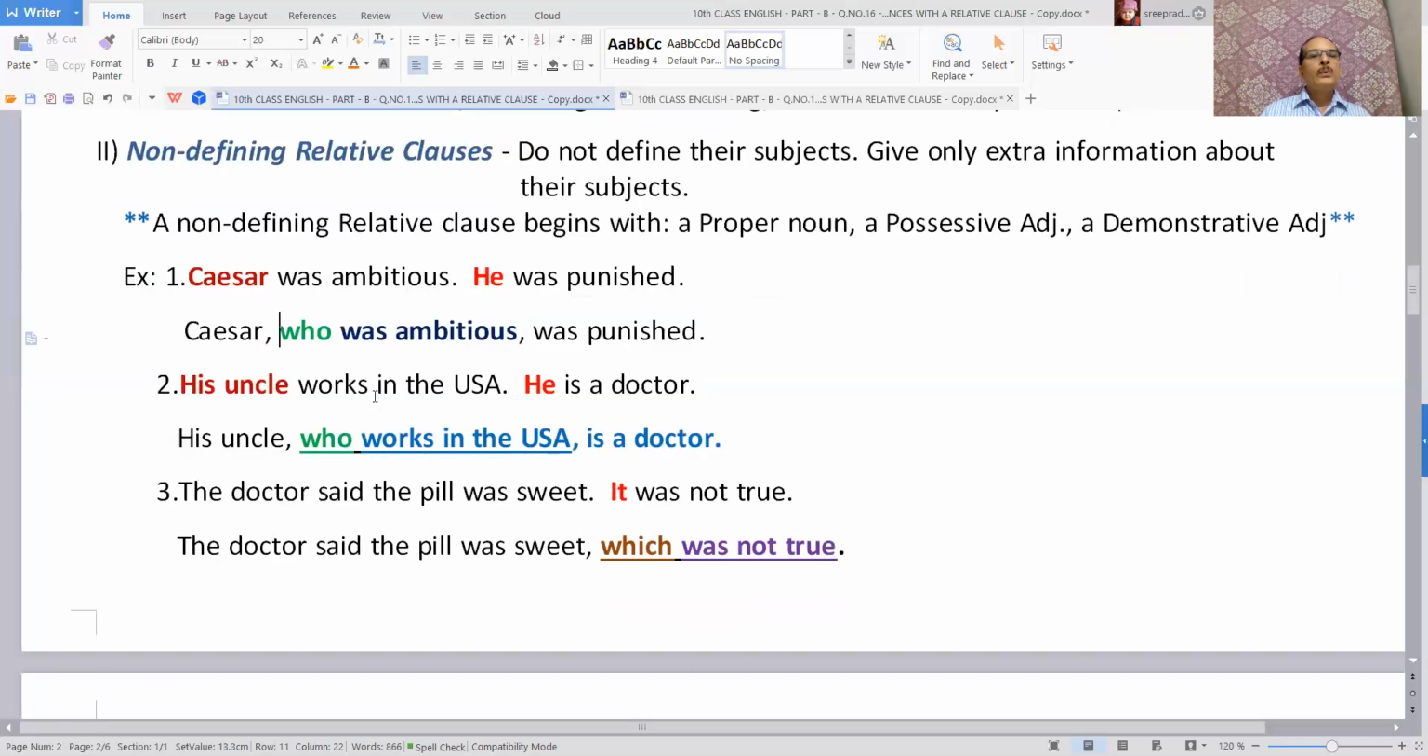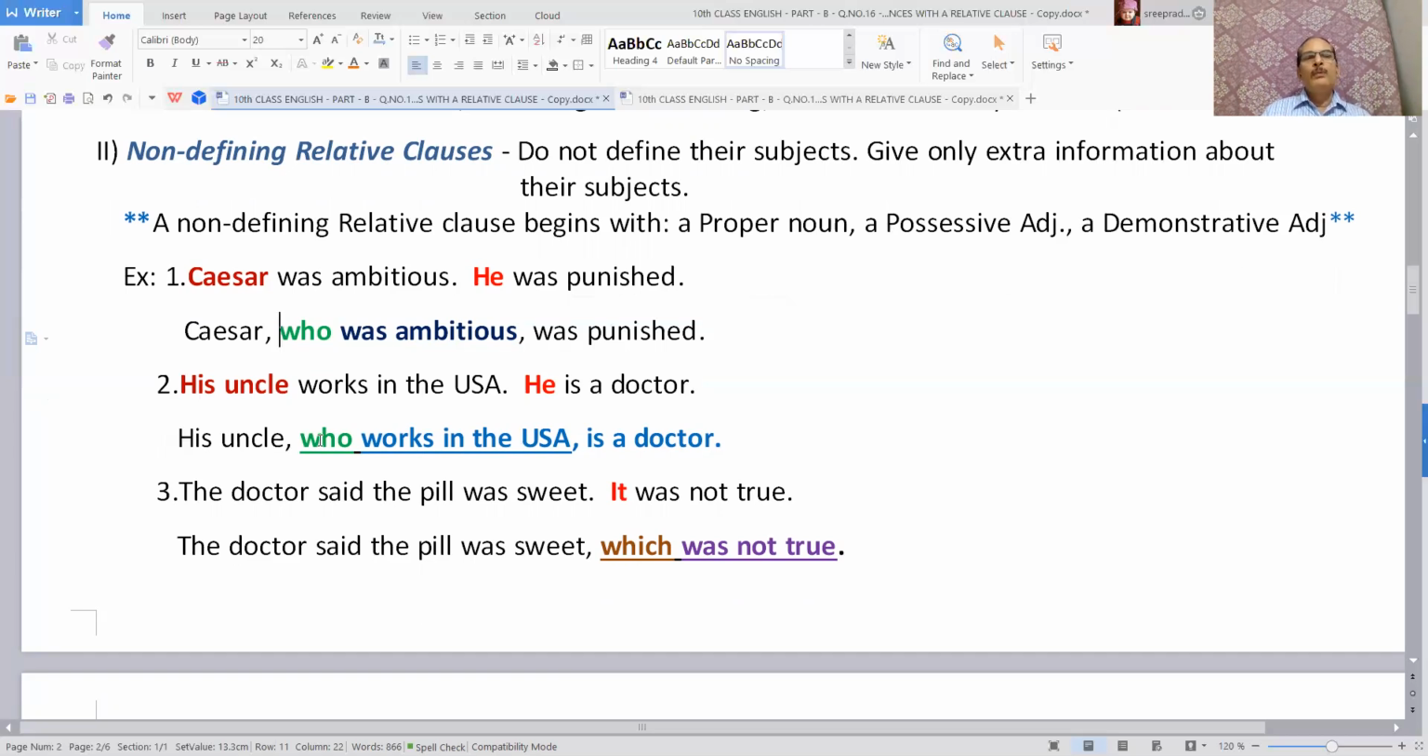Next, let us go to another example. His uncle works in the USA. He is a doctor. So his uncle works in the USA. He is a doctor. So: his uncle, comma, who works in the USA, is a doctor.